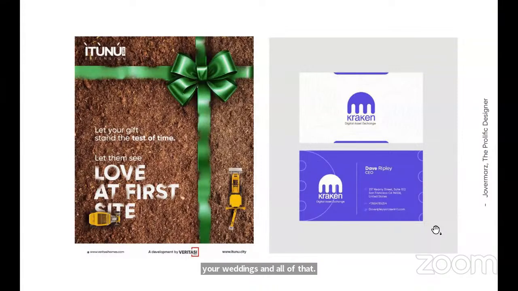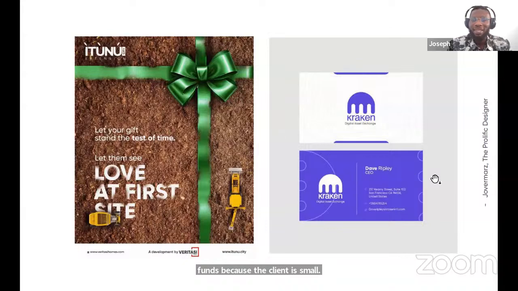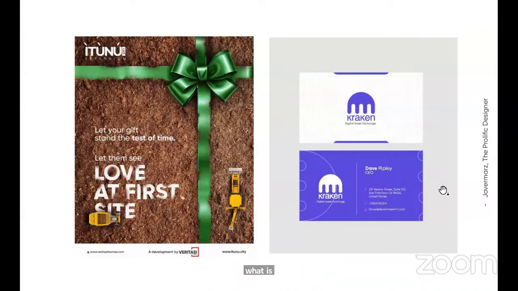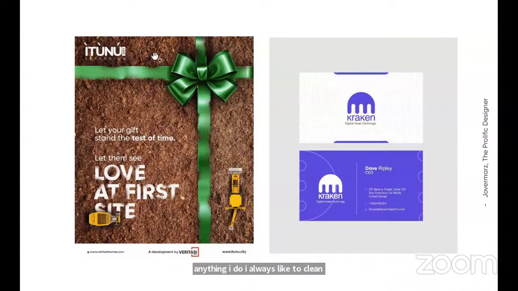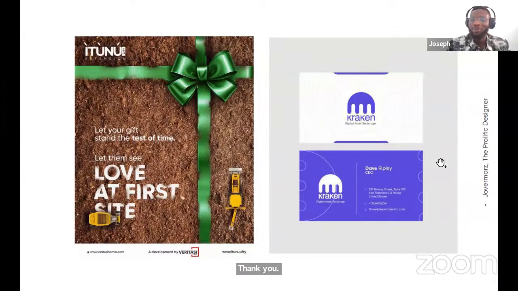Like, "let your gift stand the test of time." It's small, but it's legible. Right. I hope it's not making it small. Though I like the space too. Anything I do, I always like to see this kind of thing. At least it makes a difference and it makes it look beautiful. Okay, so let me help you, right?